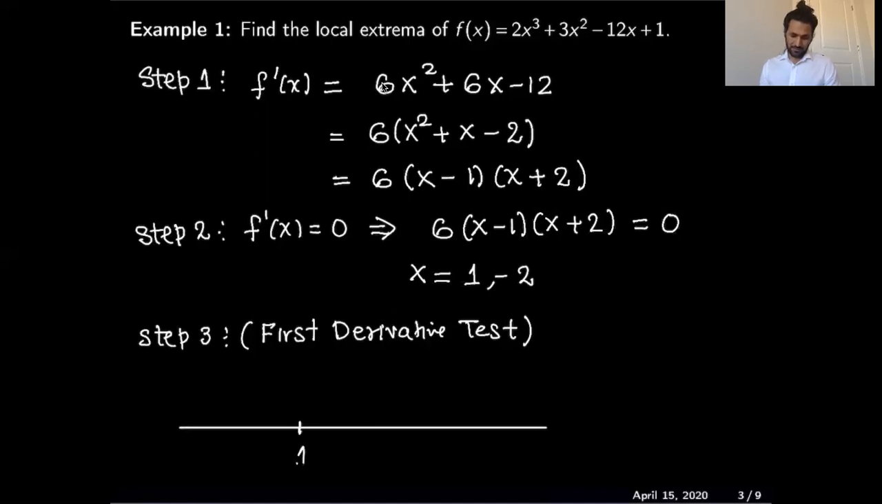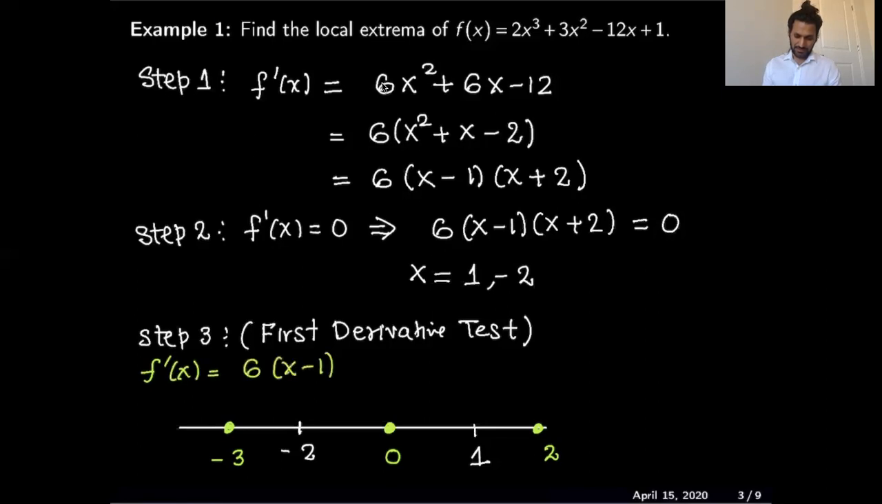Here is -2 and here is 1. I will pick some test points on the left and right side of 1, and similarly on the left and right side of -2. I can pick here, let's suppose, -3. I can pick here 0, and I can pick here 2. I will do this sign test on the derivative of the function, which is f prime of x = 6(x - 1)(x + 2).